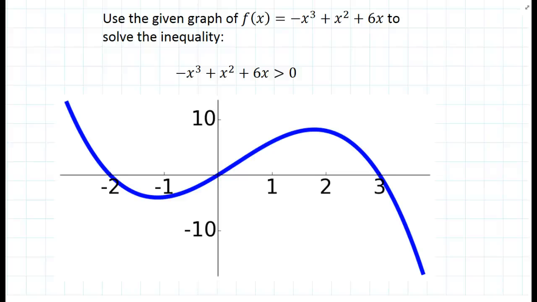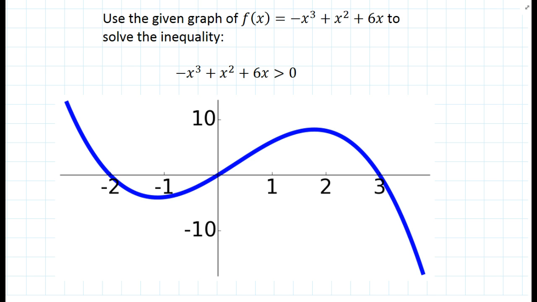All right, so today we're working on inequalities involving polynomials and rational functions. So our first example, we're asked to solve an inequality, but we're given the graph. We're given the graph of negative x cubed plus x squared plus 6x, and we just want to find out when it's greater than 0. So what are we going to do?